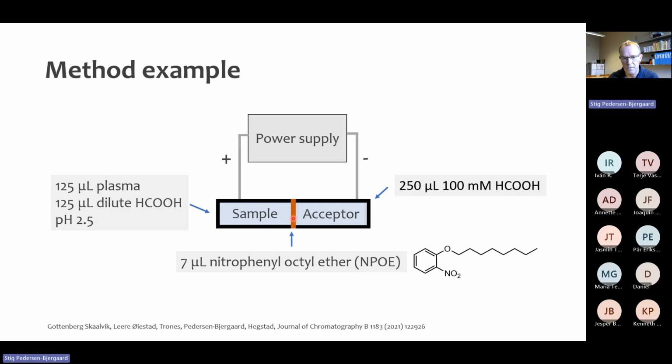The liquid membrane is nitrophenyl octyl ether. You can see the structure over here. We often abbreviate this solvent NPOE. It's the most popular liquid membrane in EME. And 7 microliters is used to fill up the porous volume of the filter that holds or supports the liquid membrane. And then the acceptor solution is 250 microliter, 100 millimolar formic acid. Again, acidic conditions here to make sure that the analytes are migrating towards the right in the figure in the electrical field.